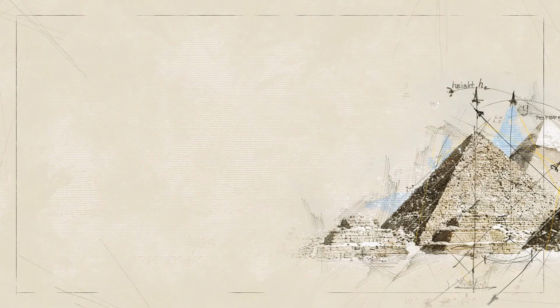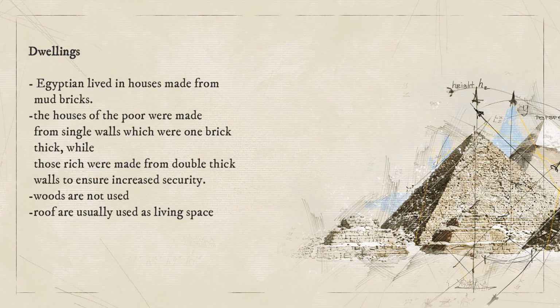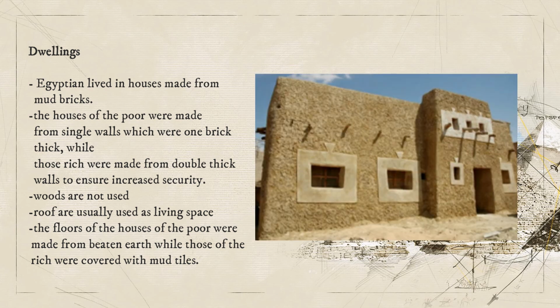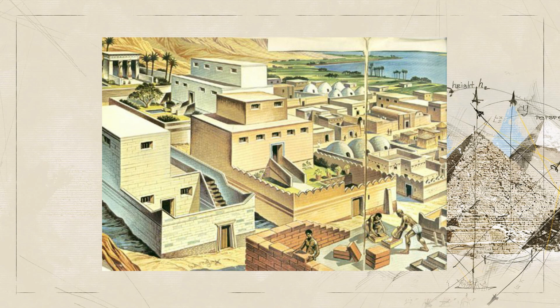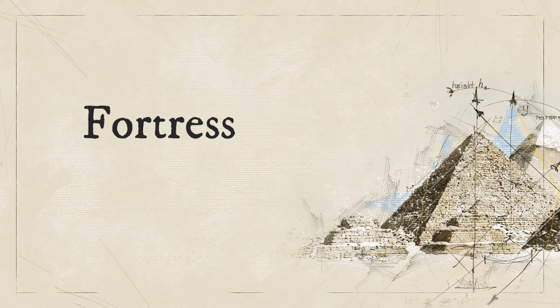Also, one of the architectural characters is dwellings. Egyptians lived in houses made from mud bricks. The houses of the poor were made from single walls, which were one brick thick, while those of the rich were made from double thick walls to ensure increased security. Wood was not used at that time. Roofs were usually used as living space. The floors of the houses of the poor were made from beaten earth, while those of the rich were covered with mud tiles.